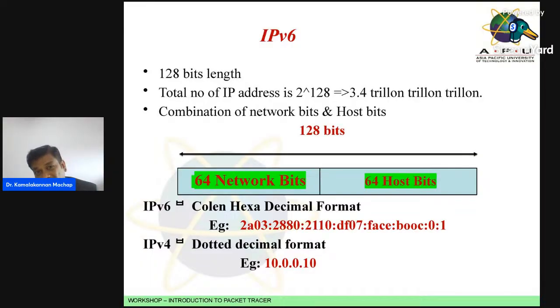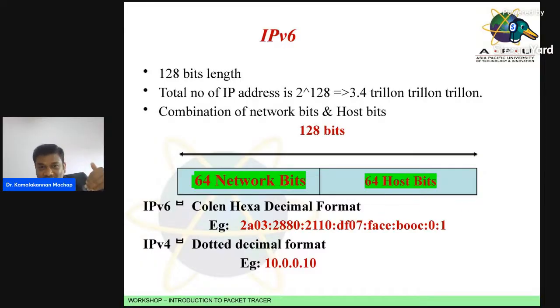4.3 billion IP addresses are available in version 4. But in version 6, you can see 3.4 trillion IP addresses are available. All right. Then these IP addresses are divided equally. From that 128 bits, 64 go to the network bits, and the remaining 64 go to the host bits.